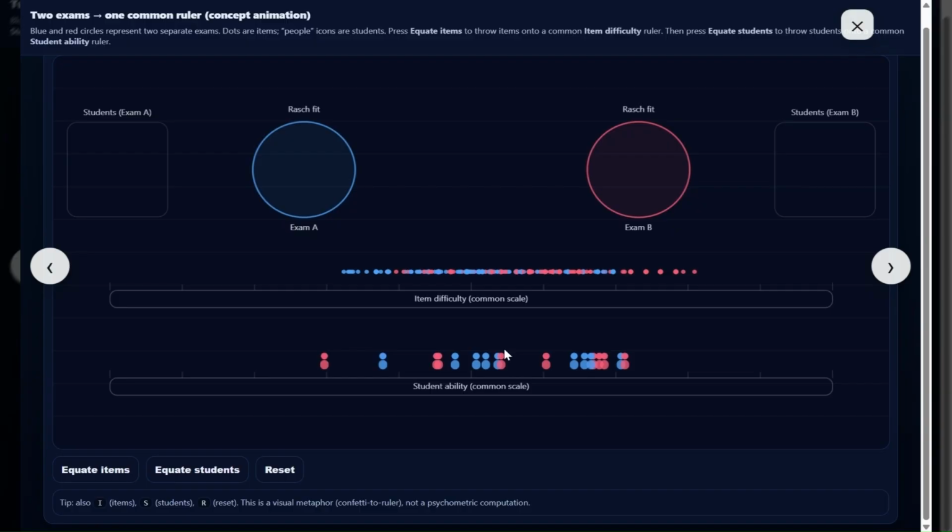This is something that classical test theory cannot achieve, with any ease. It's difficult for classical test theory to achieve that, while it's achieved if both of our tests come from the Rasch model, they fit the Rasch model. And this is one of the most important benefits of the Rasch model, the common ruler concept.